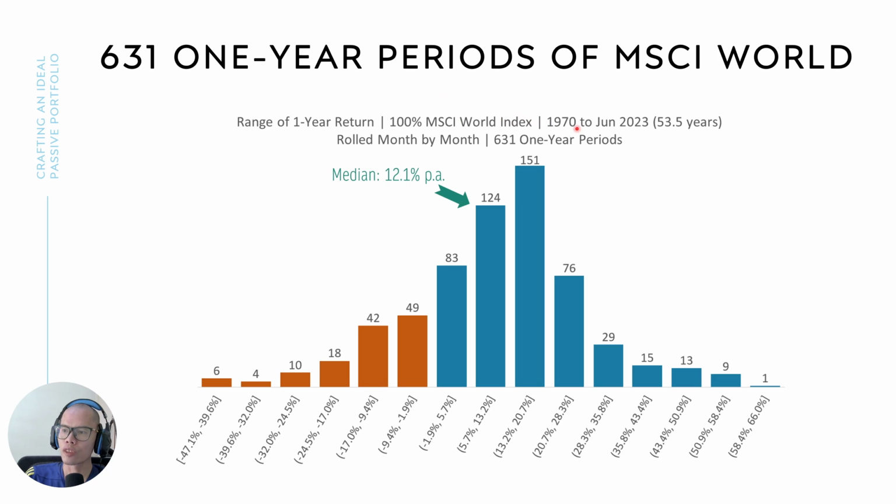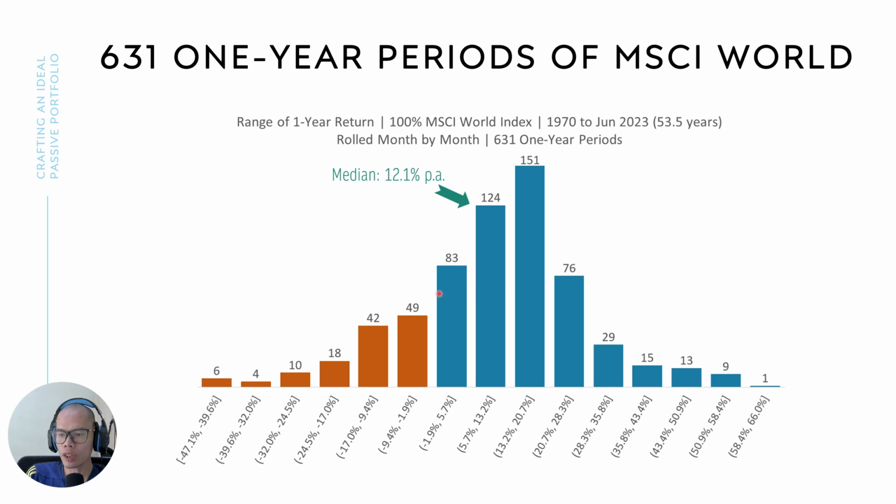So within this period of 1970 to June 2023, which is 53.5 years, we probably have about 631 1 year periods. So I am rolling this month by month, which means that let's say I'm starting from Jan 1970 to December 1970. Then it's February 1970 to January 1971, so on and so forth. So while this is only 53 years, we can have about 631 1 year periods itself.